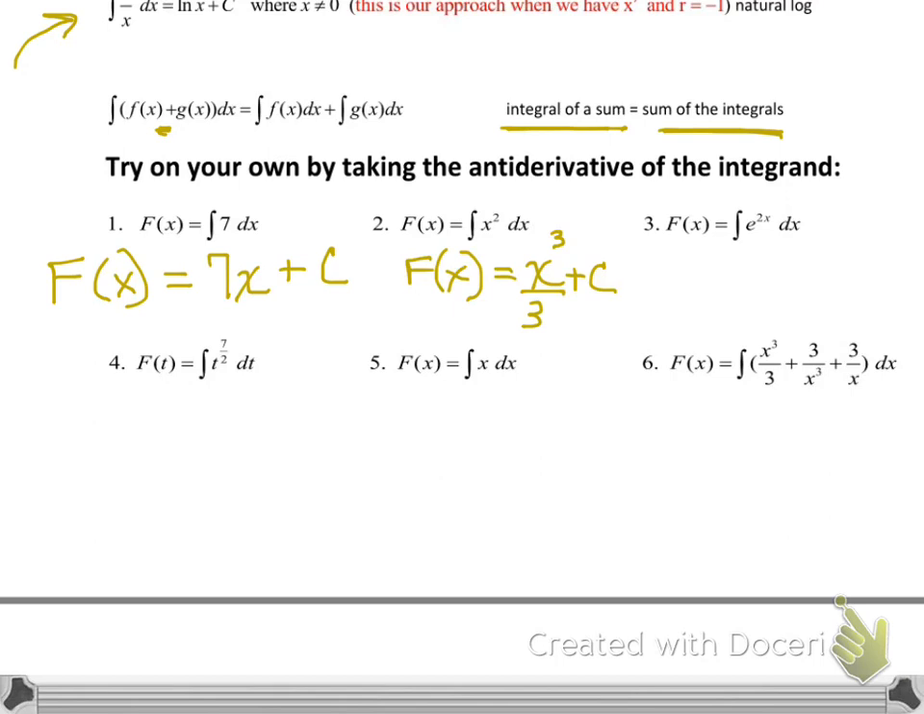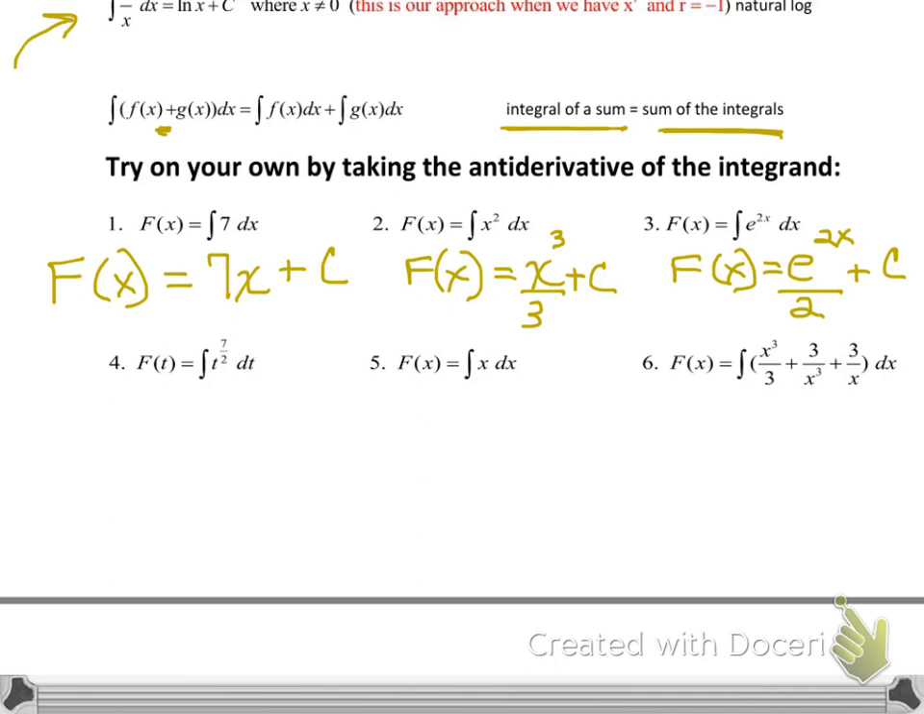Okay, here comes e to the 2x, so I'm going to write what I see, which is going to be e to the 2x, and then remembering that I'm doing anti-differentiation, I would have multiplied by 2 if I was doing derivatives, but I'm instead dividing by 2, and then add the constant of integration. Okay, so far so good.